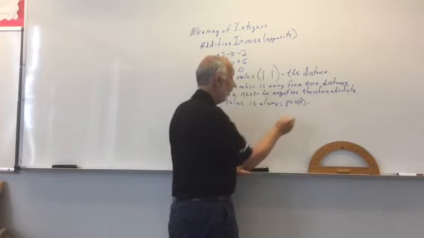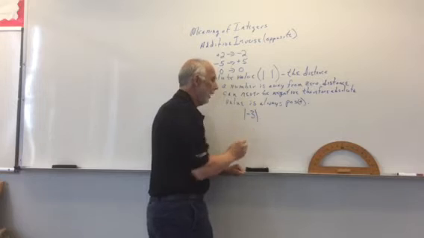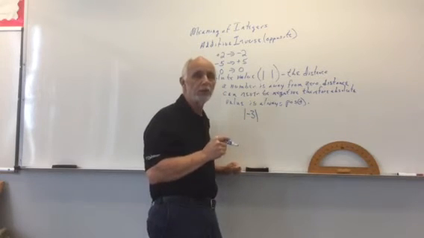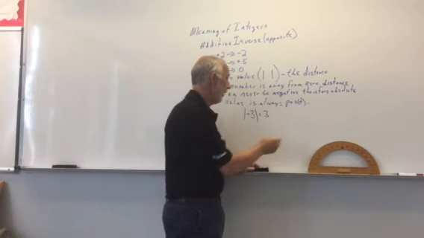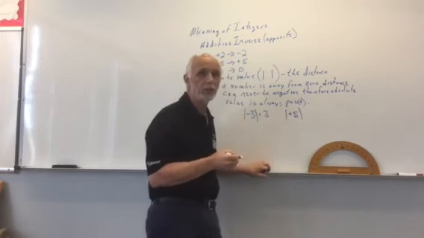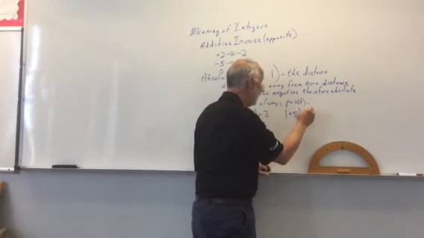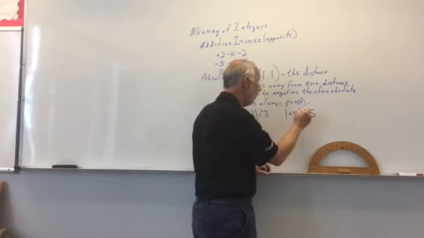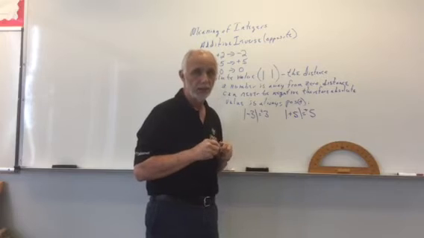Okay, so if I want the absolute value of -3, I want to know how far away from 0 is -3, and it's 3 places. If I want the absolute value of +5, I want to know how far away from 0 +5 is, and it's 5 places. And again, since distance is always positive, your absolute value is always positive.